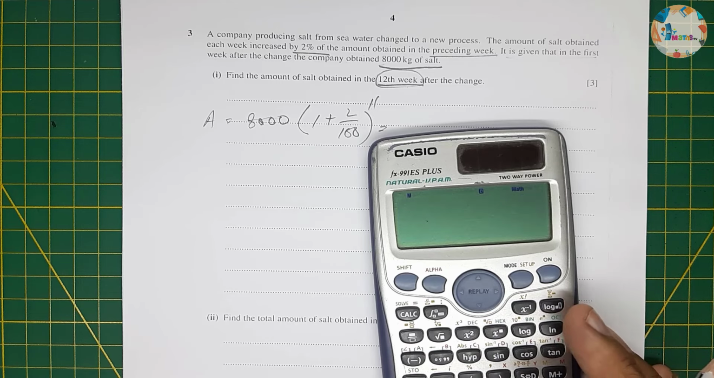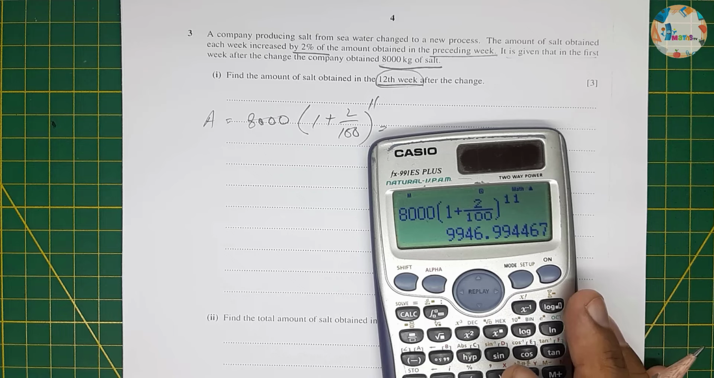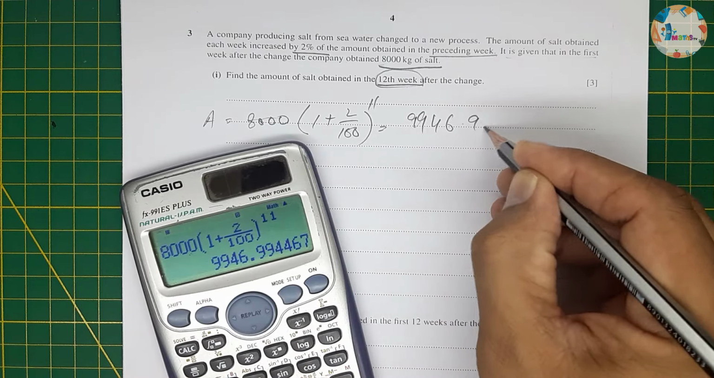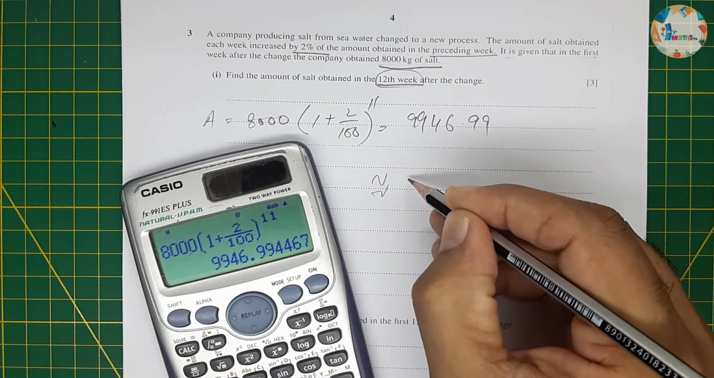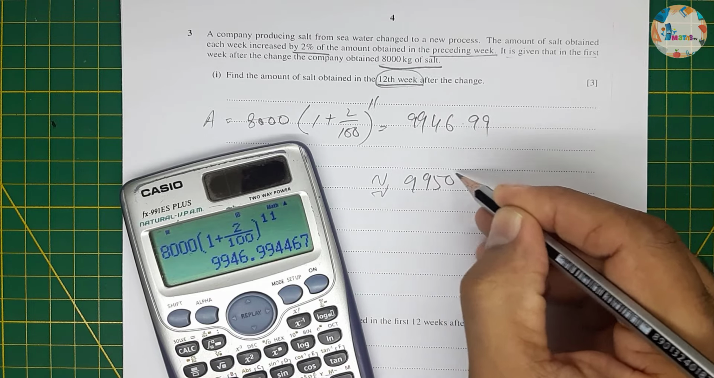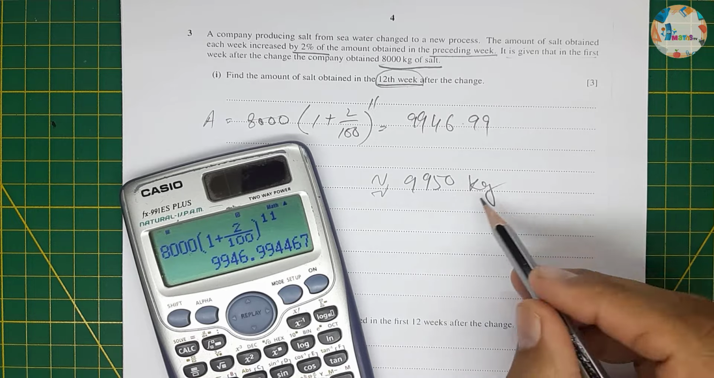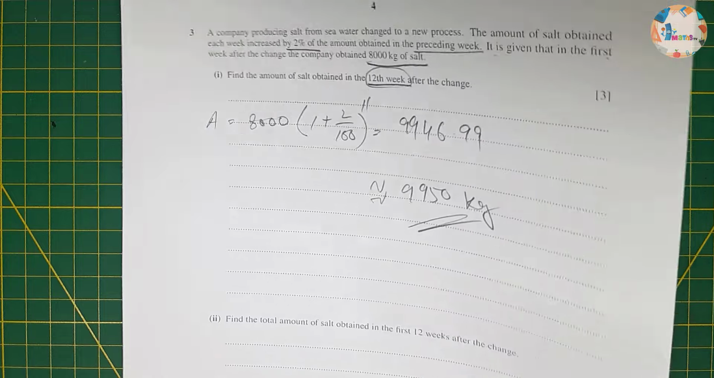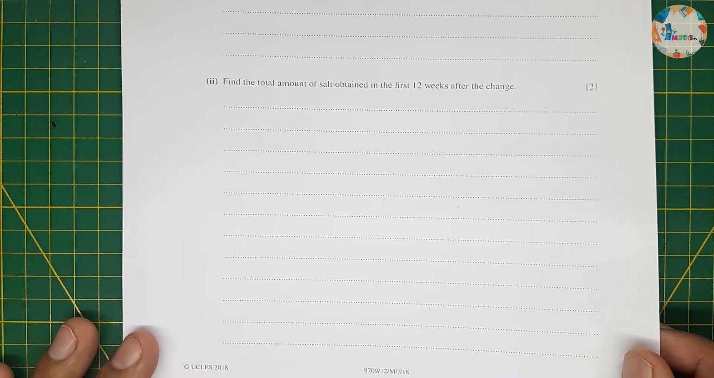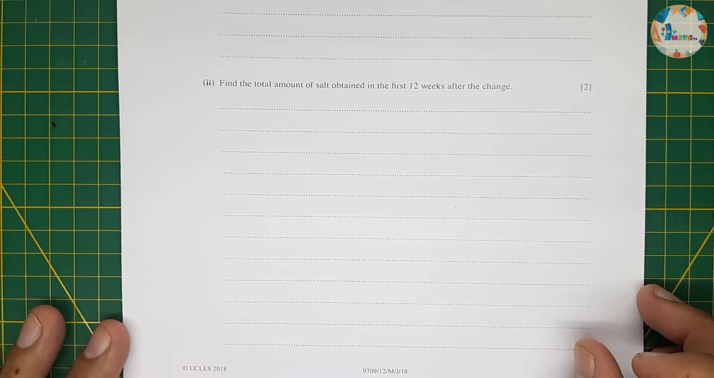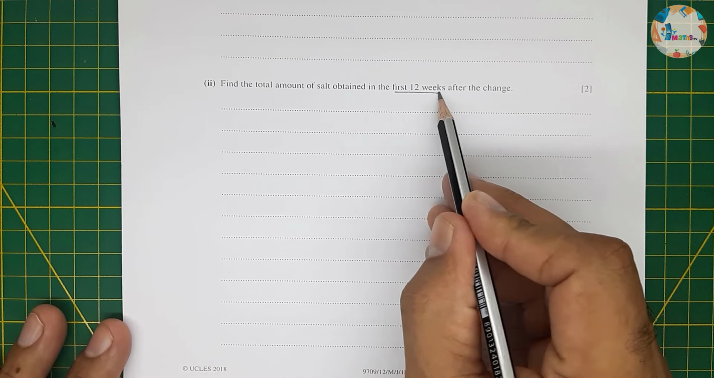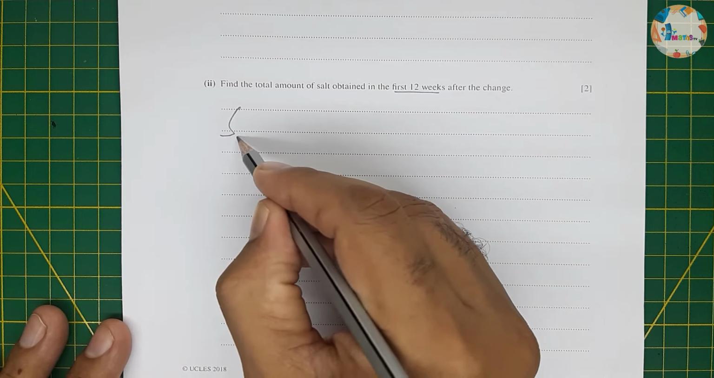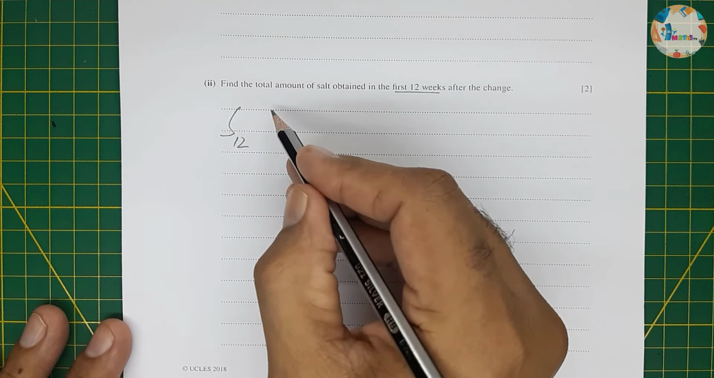This will give us 9946.99, which is approximately equal to 9950 kg. This will be our answer. Now the second part, find the total amount of the salt obtained in the first 12 weeks. So this is basically the Sn formula, which is the sum of the values, for 12 we will be calculating.